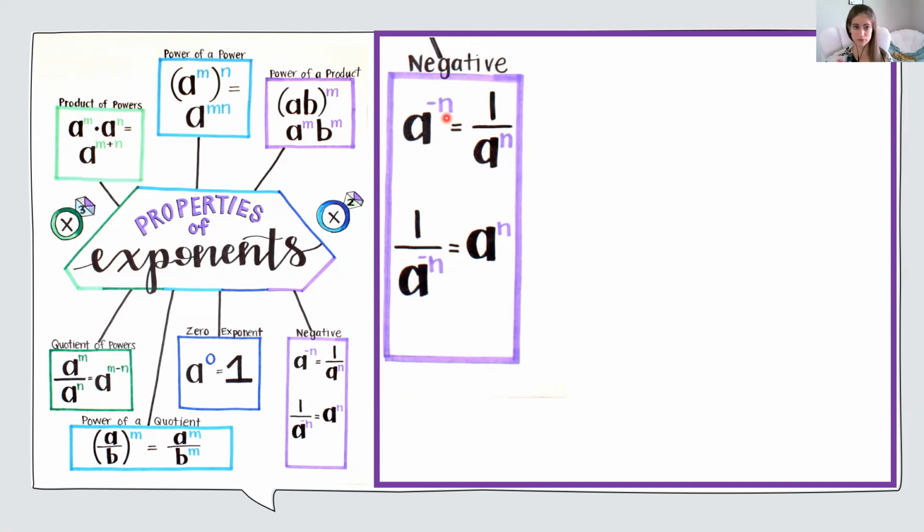Right now, our negative exponent is in the numerator, so when it's moved to the denominator, it becomes positive. The same is true in this second example. If the reverse happens, and the negative exponent is in the denominator, when we move it up to the numerator, it changes its sign and becomes positive.